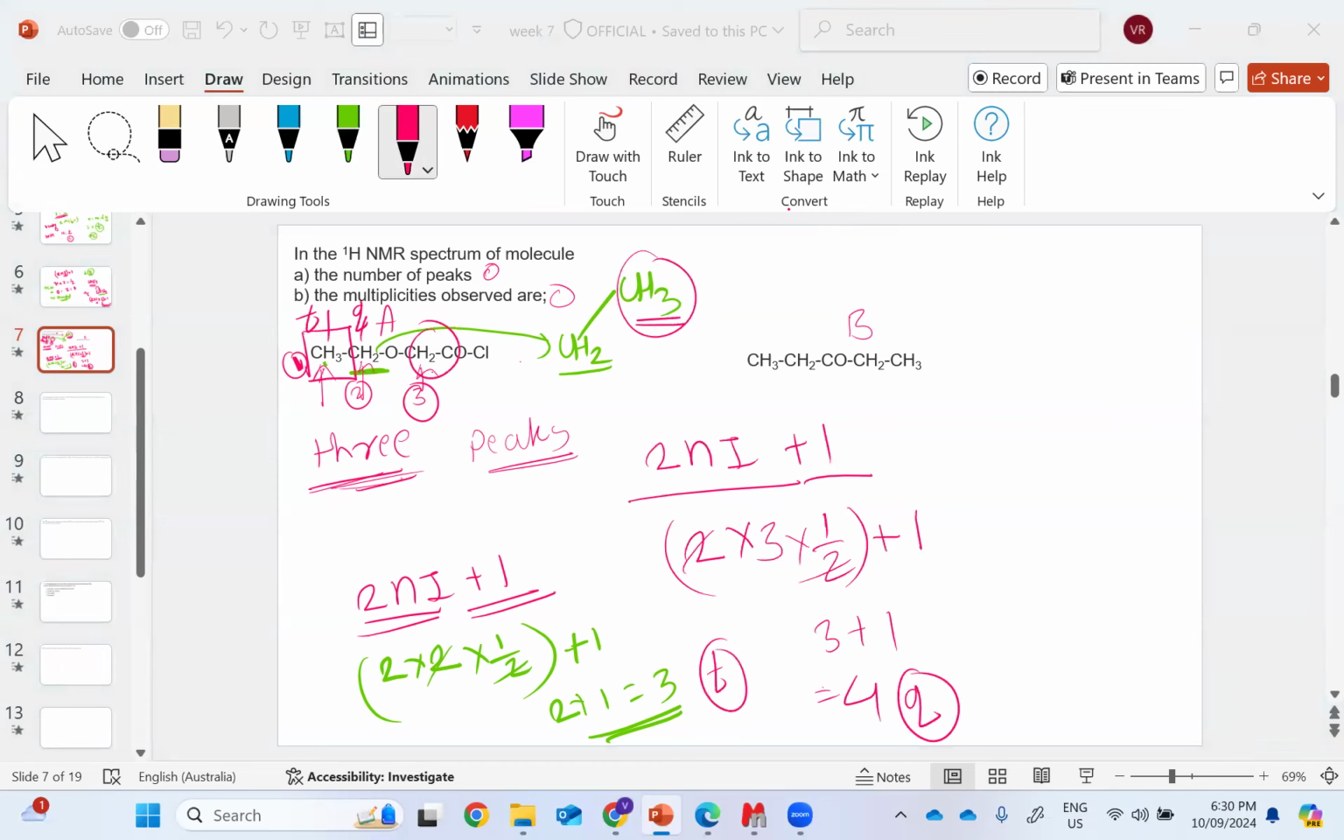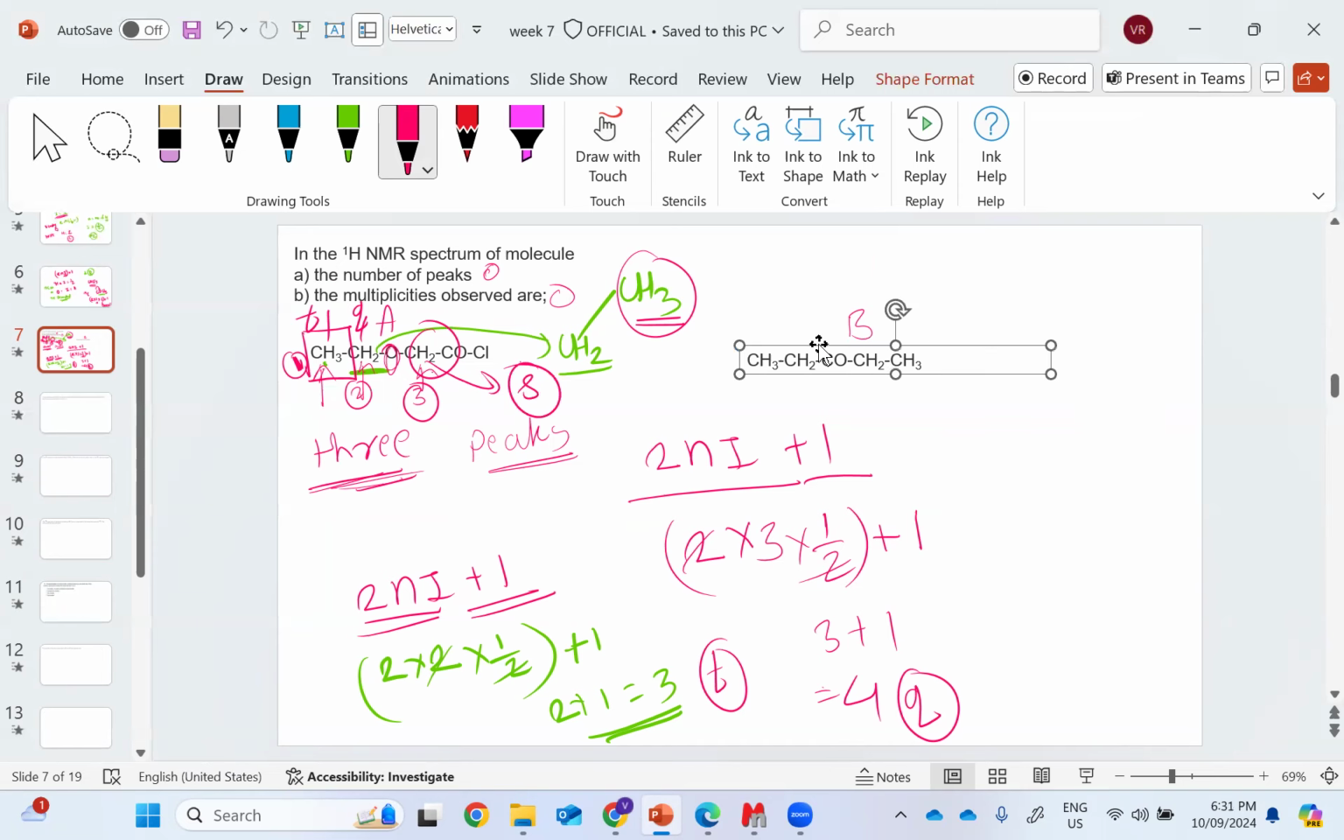So for this CH2, if you look at the neighbors, there will be the oxygen here, and on the other side there will be a carbonyl group. So there are no neighbors, so this CH2 will show a singlet, right? In this way you should be able to solve the problem based on this topic.